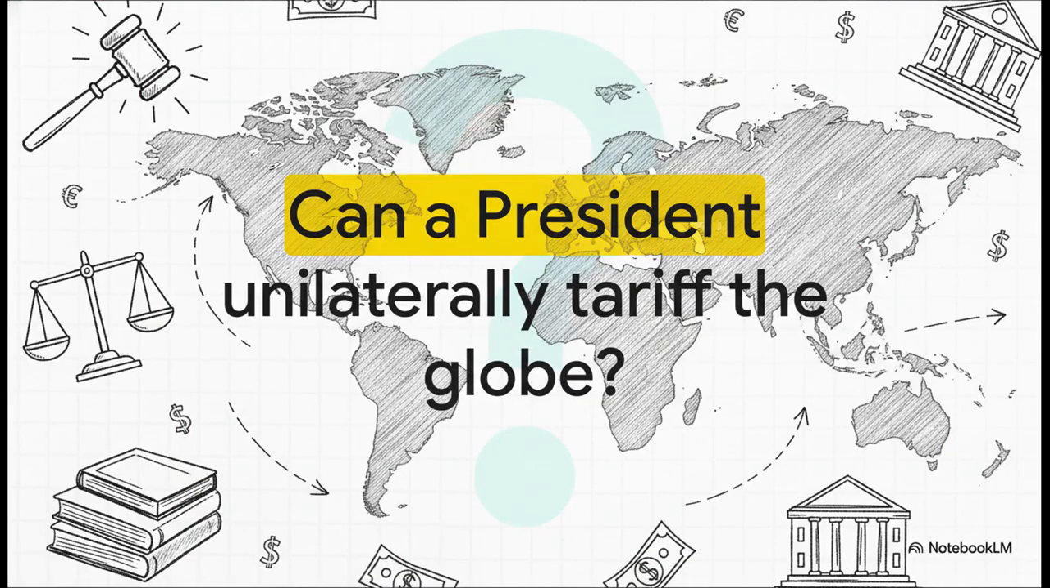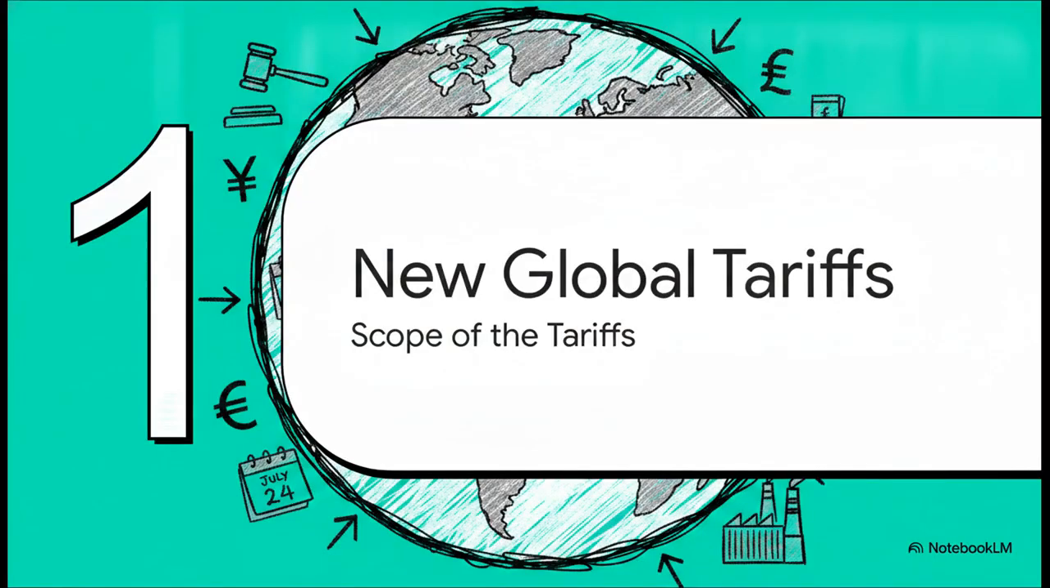It really all boils down to this one foundational legal question, which is right at the heart of a major lawsuit just filed in the U.S. Court of International Trade in New York. Can a president unilaterally tariff the globe? Think about that for a second. We aren't talking about taxing a single product or singling out one specific country. This is about the sheer scope of executive power when it comes to global commerce. This lawsuit is basically testing the absolute limits of what a president can do on their own without Congress stepping in.